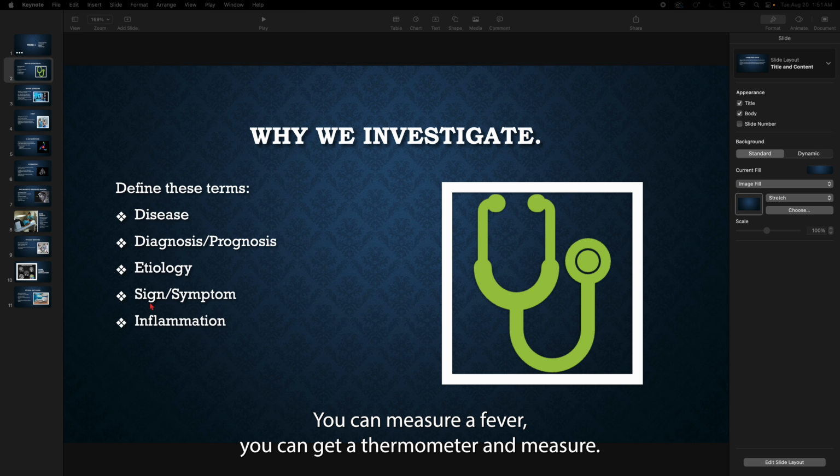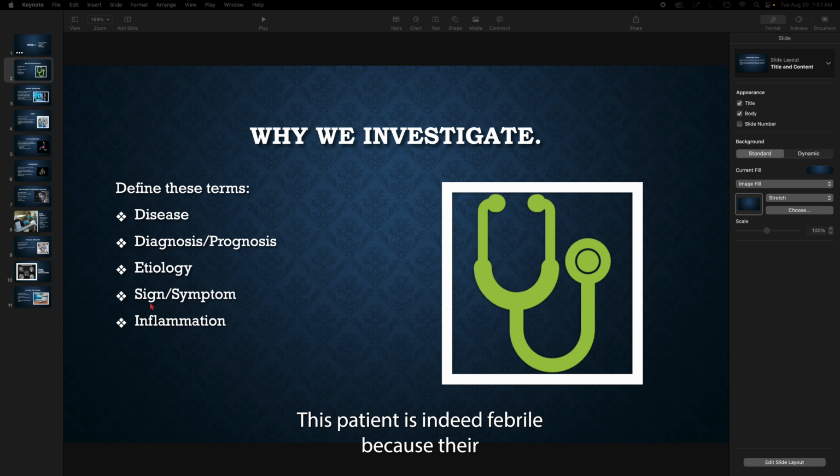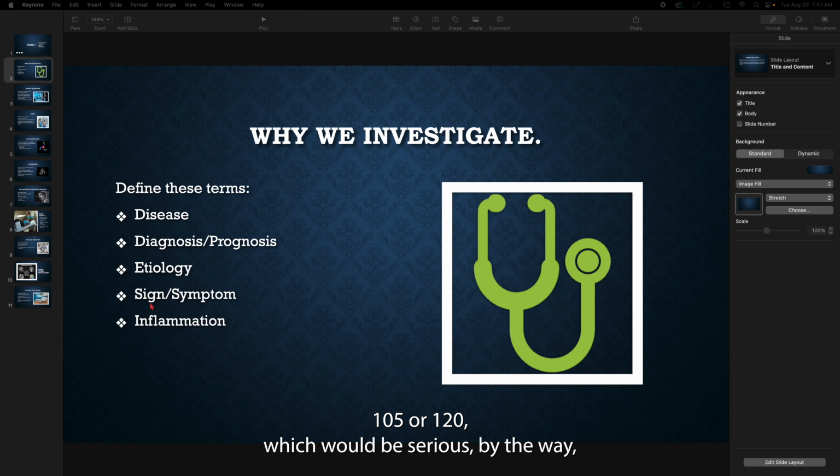You can measure a fever. You can get a thermometer and measure this patient is indeed febrile because their temperature is above the normal body temperature, 105 or 120, which will be serious, by the way. Inflammation, the suffix that means inflammation is itis.